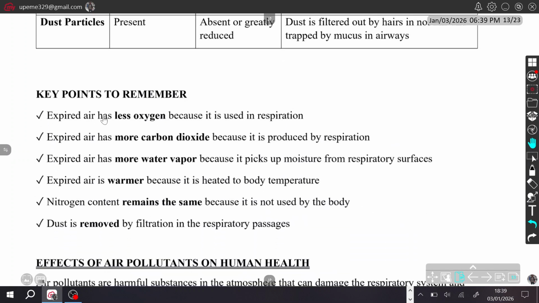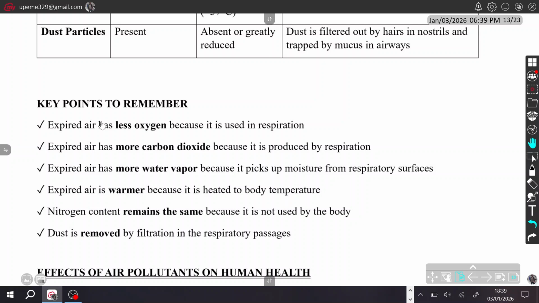Okay. So now, key points to remember. Expired air has less oxygen because it is used in respiration. Then expired air has more carbon dioxide because it is produced by respiration. Expired air has more water vapor because it picks up moisture from respiratory surfaces. Then expired air is warmer because it is heated by body temperature. Then the nitrogen content remains the same because it is not used by the body. Then dust is removed by filtration in the respiratory passage.